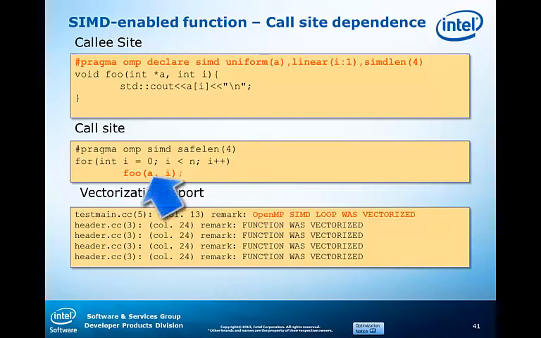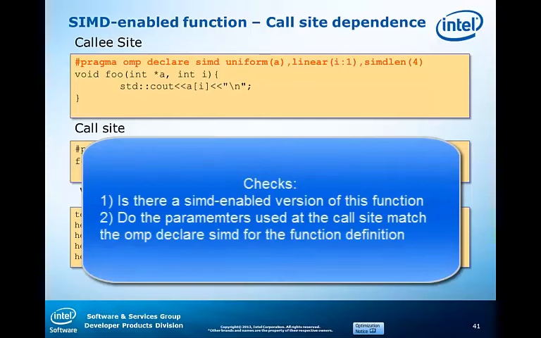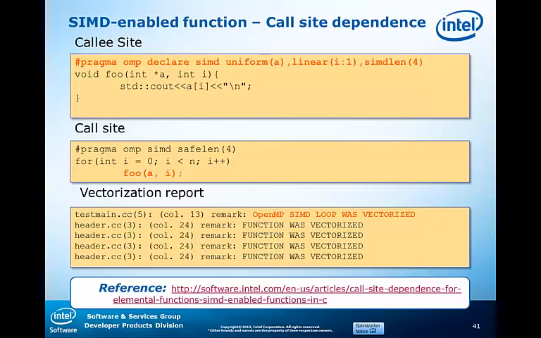Regarding the call site, here we see a for loop iterating from 0 to n-1, and for every iteration of the loop there is a call to the foo function. In order to vectorize this loop, the compiler looks for a corresponding vector version of the function. The checks in this case are: 1. Is there a SIMD-enabled version of this function? 2. Do the parameters passed from the call site match the clauses criteria on the callee site? Only when these two conditions are matching, as in the above case, the compiler generates a vector version of foo inside the loop. For more information, you might want to refer to this reference.